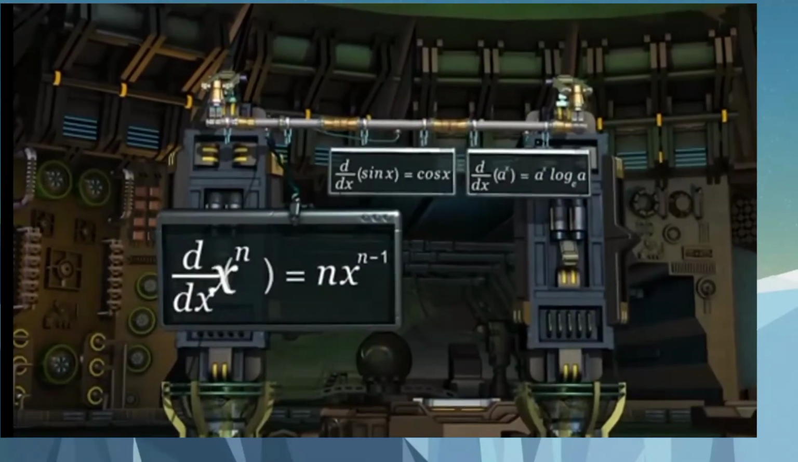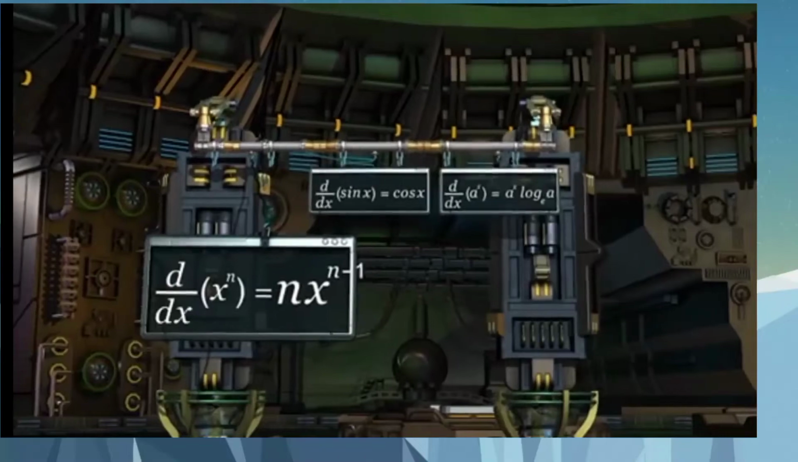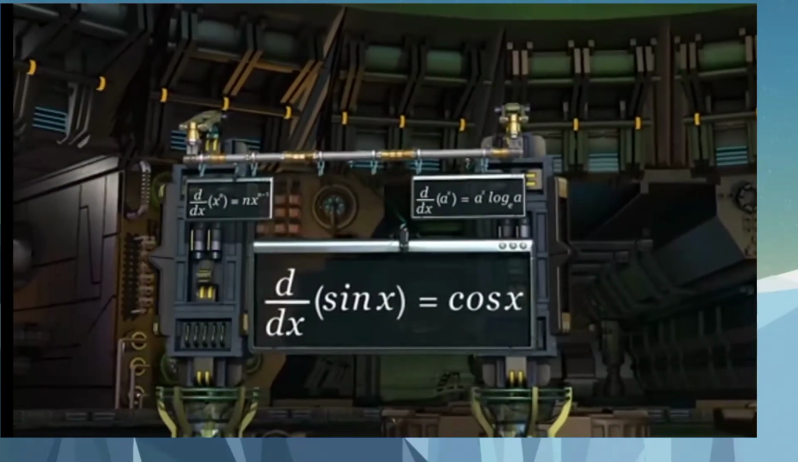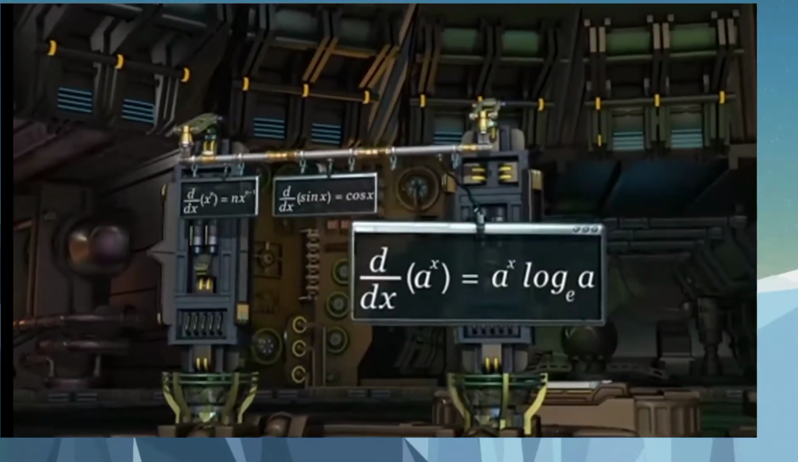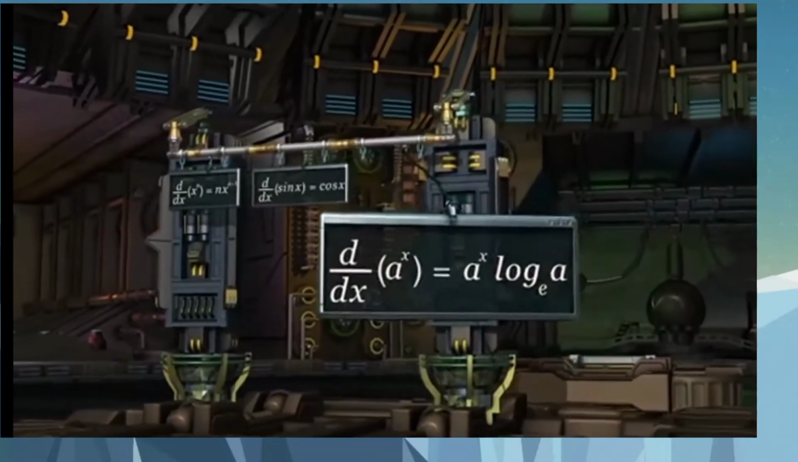Differential of x raised to n with respect to x is equal to n x raised to n minus 1. Differential of sin x with respect to x is equal to cos x. Differential of a raised to x with respect to x is equal to a raised to x log a, etc.